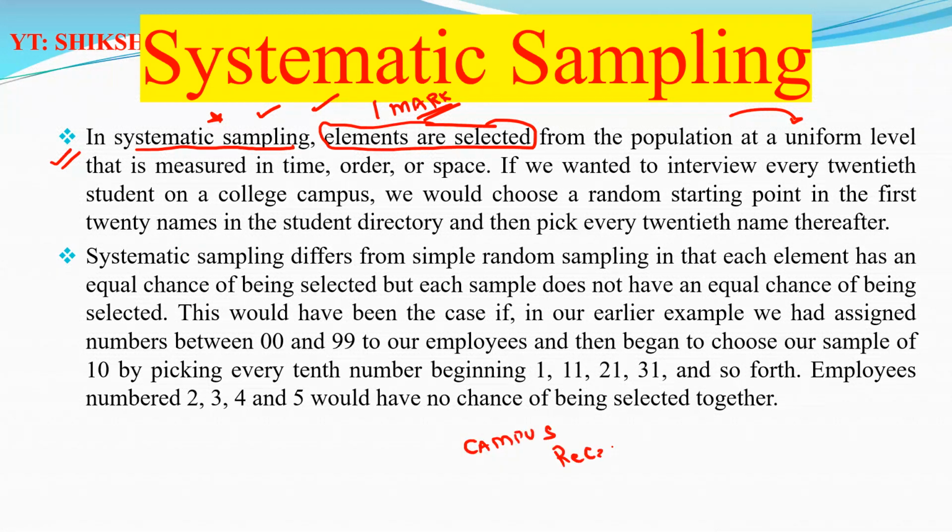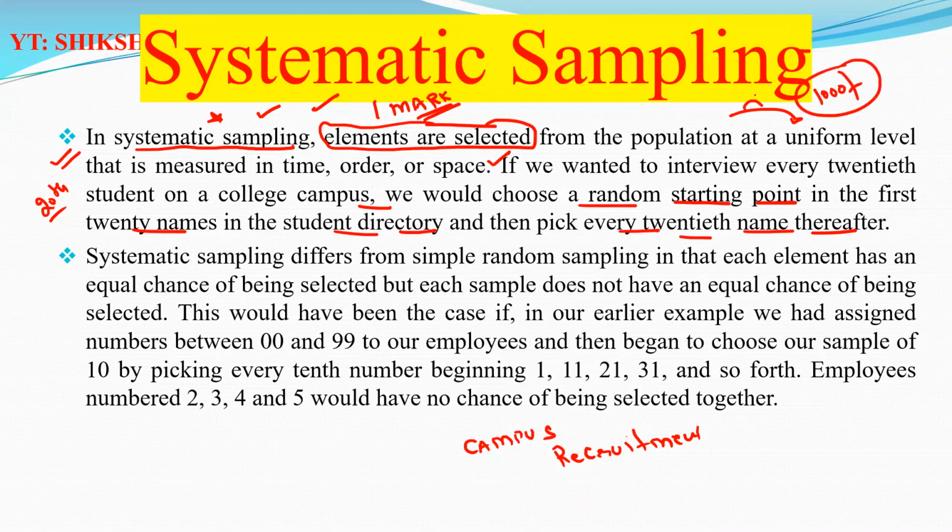If we wanted to interview every 20th student on a college campus, we would choose a random starting point in the first 20 names in the student directory and then pick every 20th name thereafter. Say there are 1000 students in a college. How will they do it?